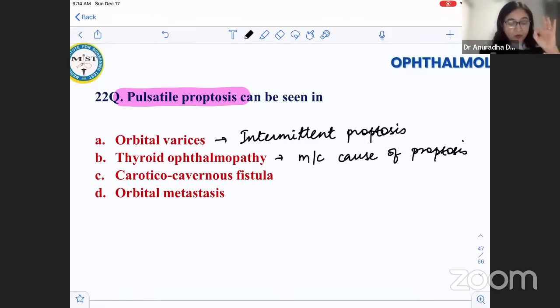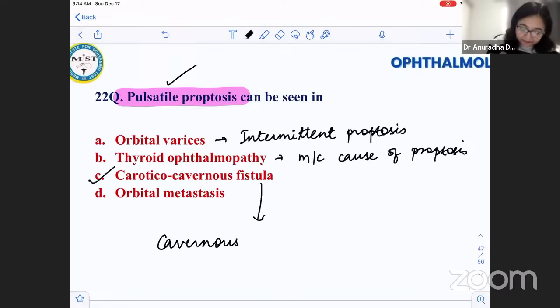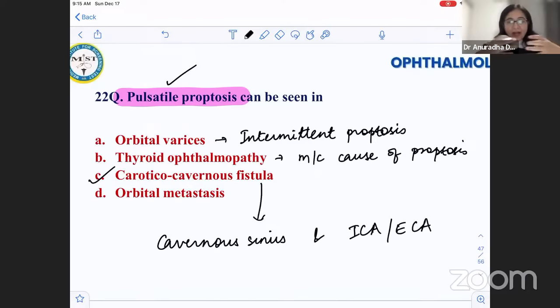It is the carotico-cavernous fistula. Yes, you guys are right, where you see pulsatile proptosis. Orbital metastasis can be another cause of proptosis, but you don't see pulsatile proptosis in this. Here, the fistula is between the cavernous sinus and the internal or external carotid artery. Because it is such a high pressure thing, because of the blood flow, there will be pulsations. There will be bruit.